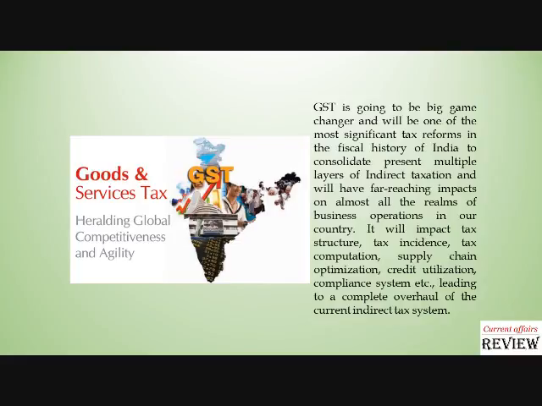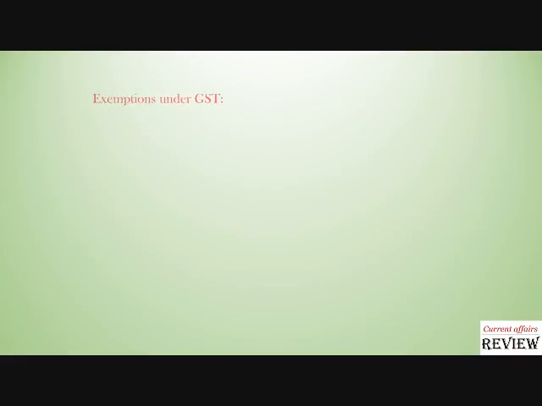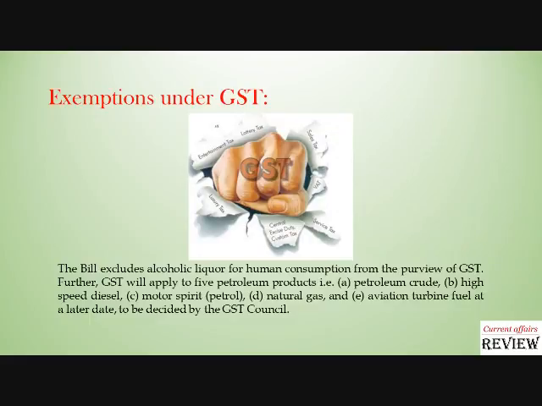As for the impact of the GST, please look into the material provided along with this video. It is well illustrated there along with examples. Exemptions under GST. The bill excludes alcoholic liquor for human consumption from the purview of GST. Further, GST will apply to 5 petroleum products, that is petroleum crude, high-speed diesel, motor spirit, natural gas and aviation turbine fuel, at a later date, to be decided by the GST Council.